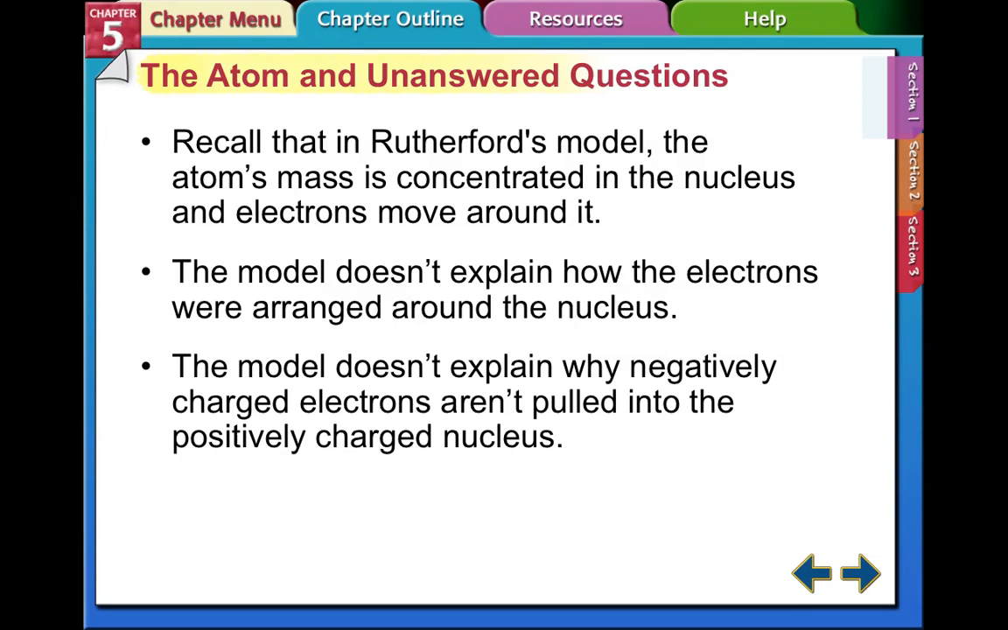Okay, so remember Rutherford, he did the gold foil experiment, and he determined that the mass is concentrated in the nucleus and that it was positive and that the electrons moved around the outside. This model did not explain how the electrons were arranged, just that they were outside the nucleus. The model also does not explain why negatively charged particles aren't pulled into the positively charged nucleus like the opposite ends of a magnet. So we still needed to figure that out.